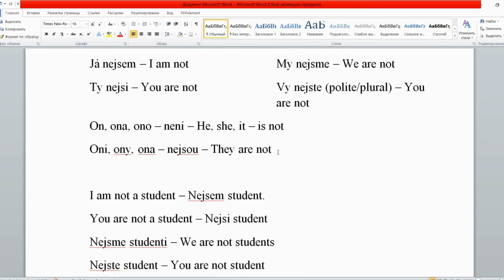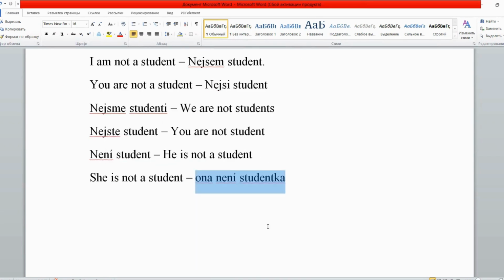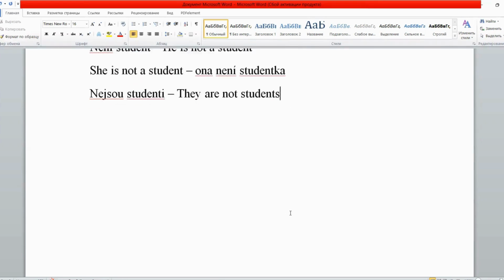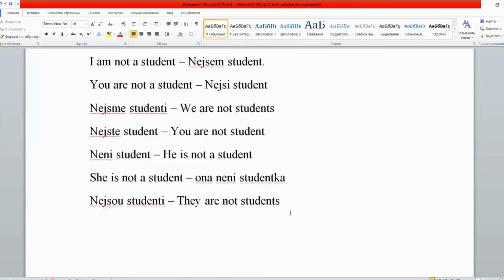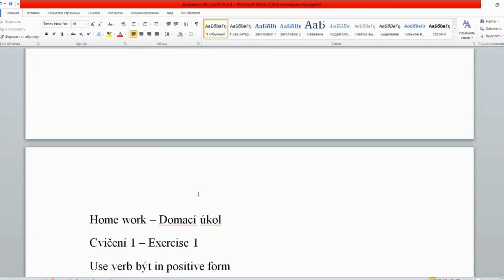What about they are not students? It's also nejsou studenti. They are not students. It's very easy. Okay, let's see our home task.